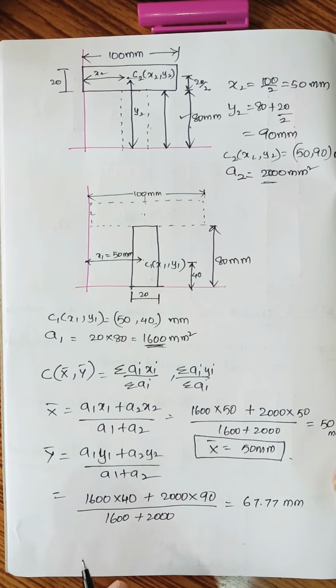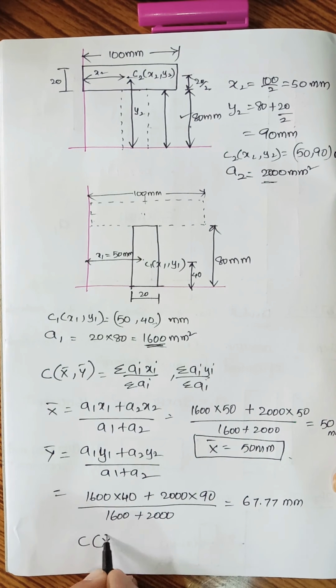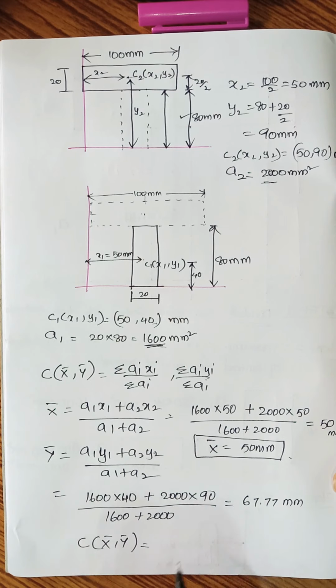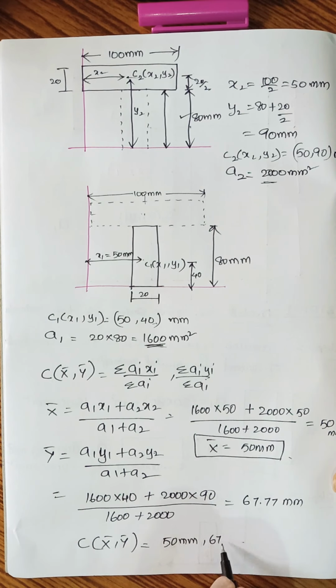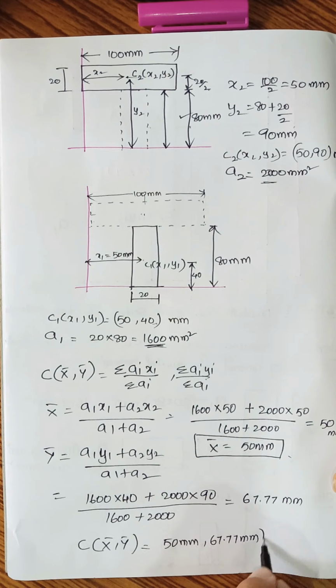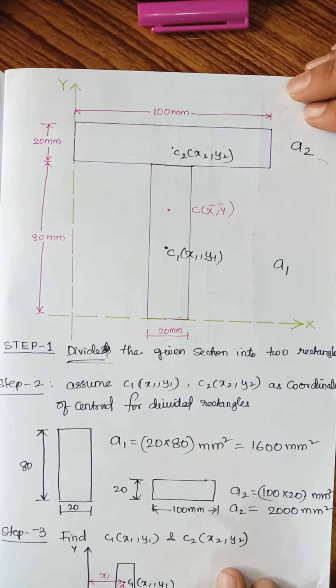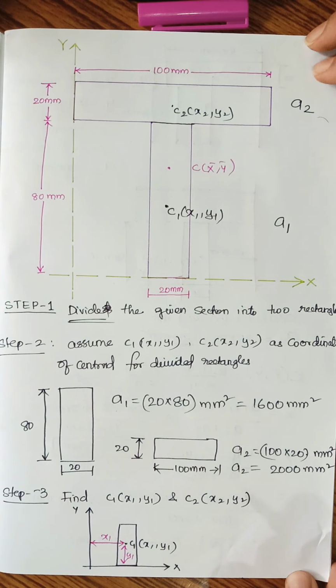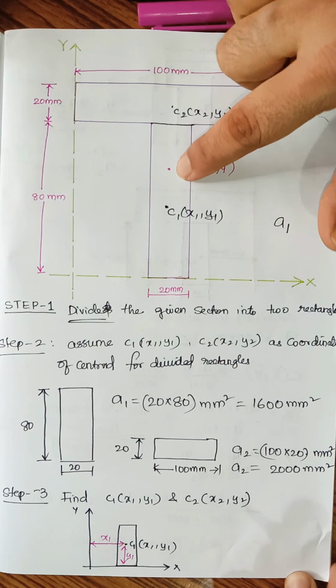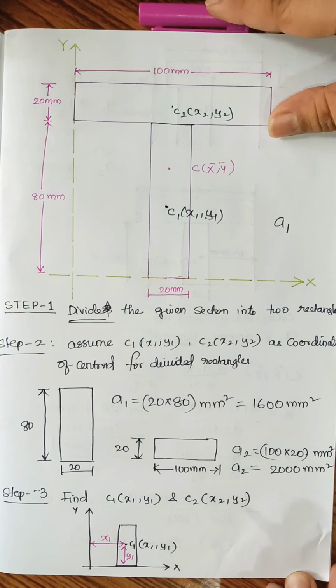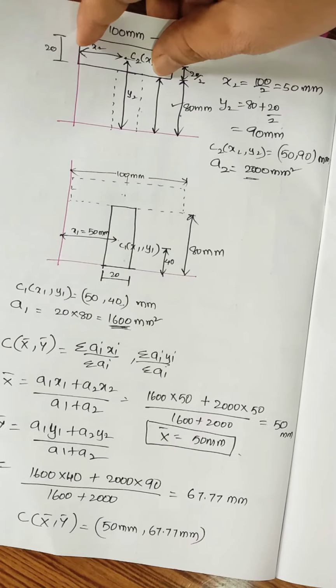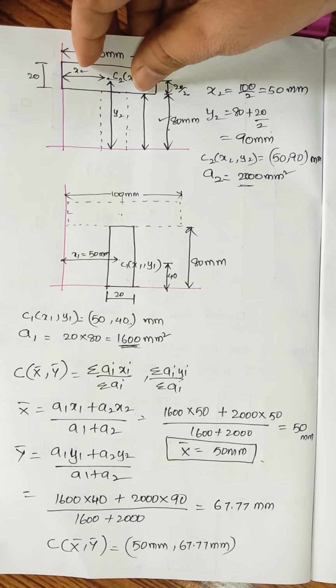Now for the given T section, we have capital C x bar comma y bar, which is equal to 50 millimeter and 67.77 millimeter. The units are most important. If you don't place the units, your entire solution will be wrong. So for the given section, whatever the section we have considered here, the coordinates of centroid capital C, x bar and y bar we have calculated, and the answer is 50 millimeter and 67.77 millimeters.